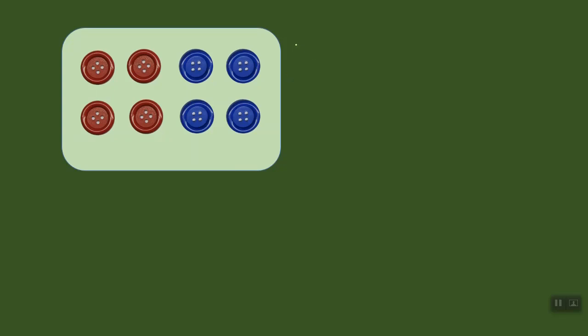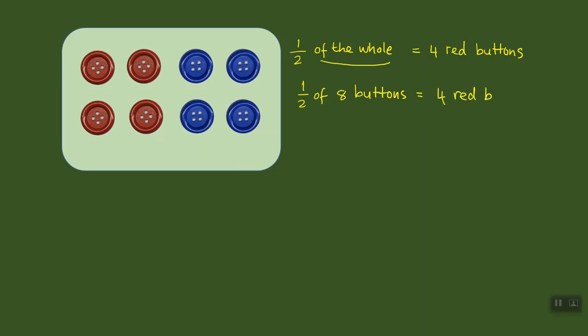The correct answer is half of the whole is red buttons. Yeah, there are 4 reds. So half of the whole is 4 red buttons, while the whole is 8 buttons. So we can say a half of 8 buttons is 4 red buttons.